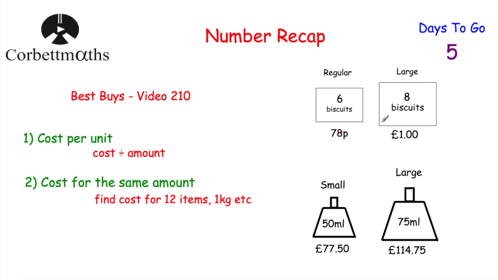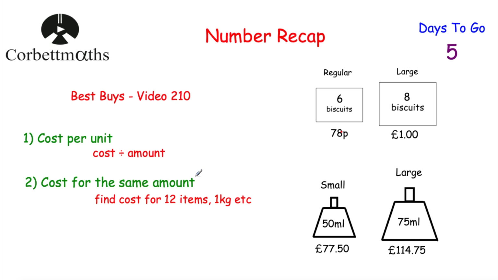So as you can see, this packet of biscuit is better value for money. So that's one approach you could use. And in terms of if you've got, for instance, bottles of perfume and you've got so many milliliters, again, you could take the costs and divide it by 50 to find out the cost per milliliter. And you could take the costs and divide it by 75 and find the cost per milliliter and see which one's better value for money.